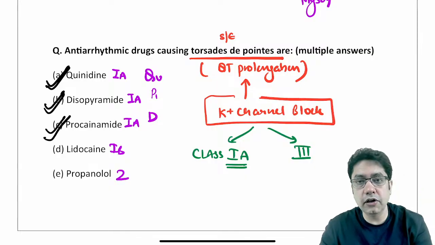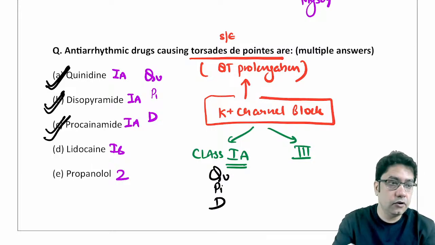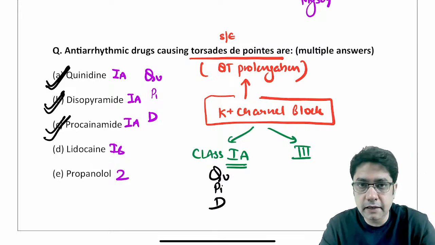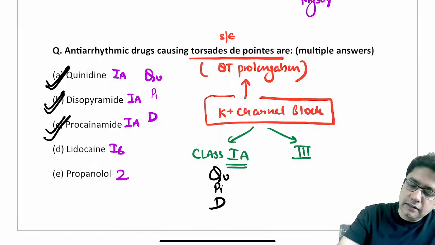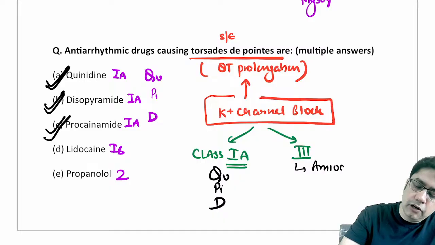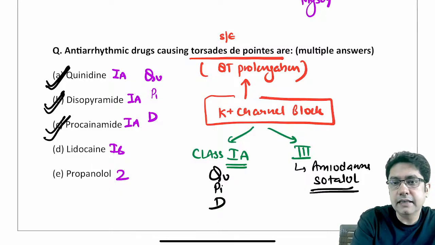Cupid, remember a mnemonic Cupid. So in 1A we have drugs Cupid. Q for quinidine, P for procainamide, D for disopyramide. In class 3, just remember two drugs, amiodarone and sotalol. So which drug can cause torsades de pointes? That is amiodarone. Sotalol can cause QT prolongation.